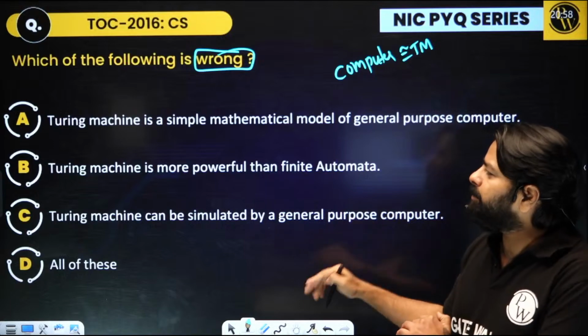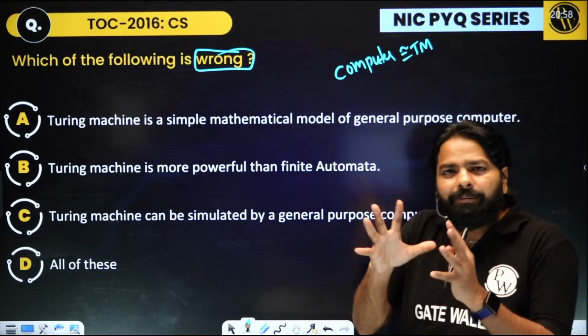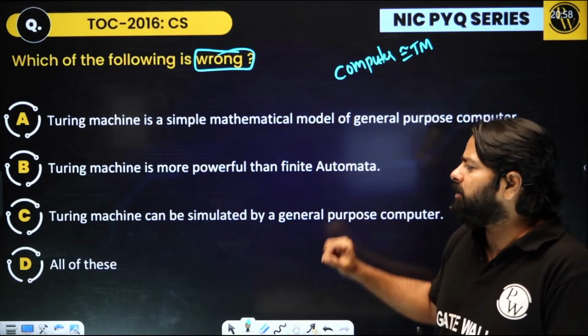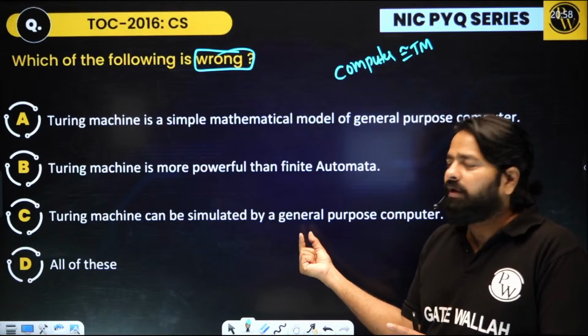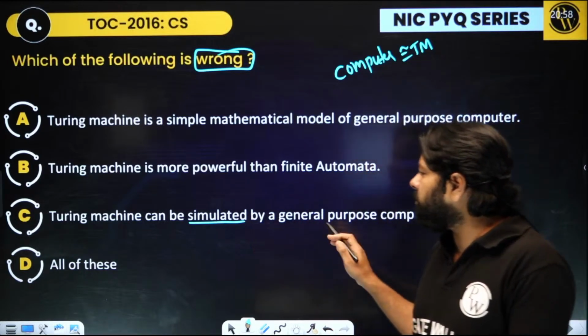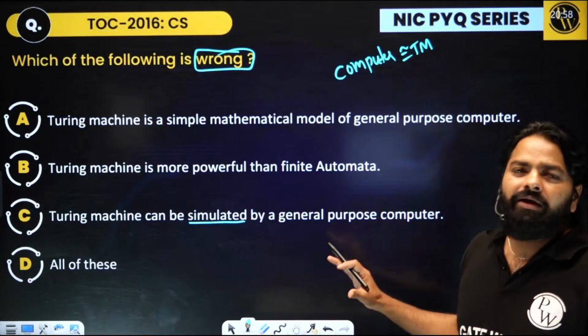So see, except C, Turing machine is a simple mathematical model of general purpose computer. Mathematical model is right because you can change the configuration. A is true, B is true. In the C, there is somewhat simulated. It's not possible directly by general purpose computer, you just need to add. So here, none of this is there.